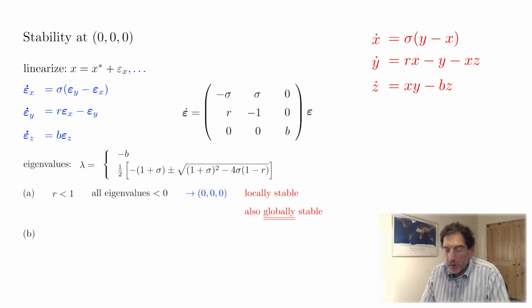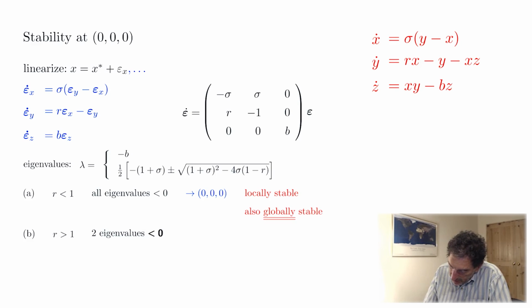Okay, so what happens when r is bigger than 1? When r is bigger than 1, this second factor is now a positive correction to the 1 plus sigma squared. And so of the three eigenvalues, there will be two of them that are negative and one that is positive. So in this case, just to summarize, we have two eigenvalues which are less than 0 and one eigenvalue which is greater than 0. So this gives us a saddle point.